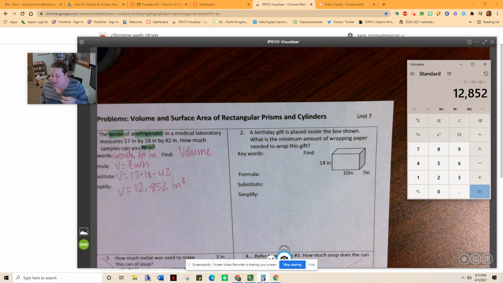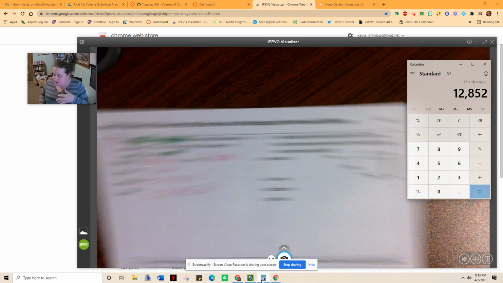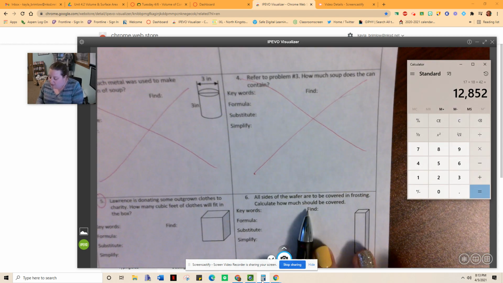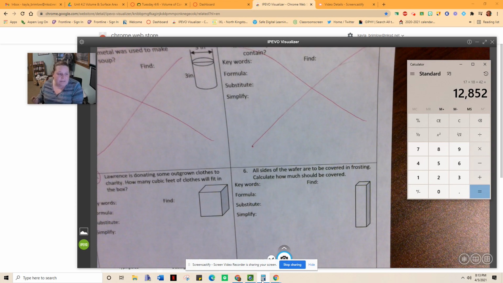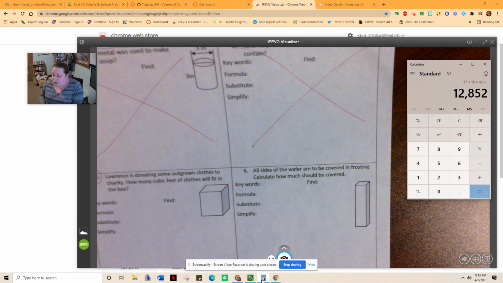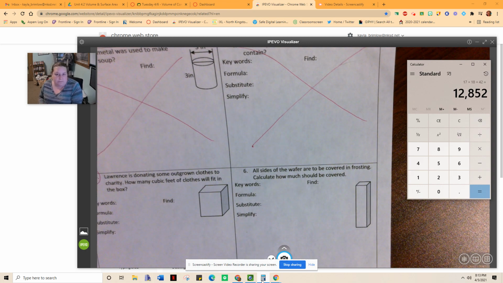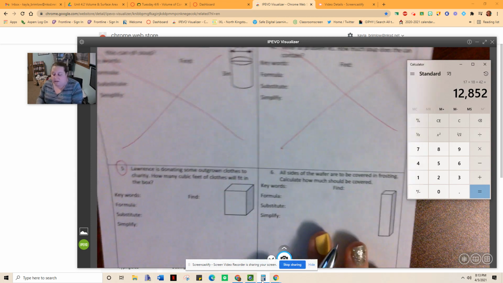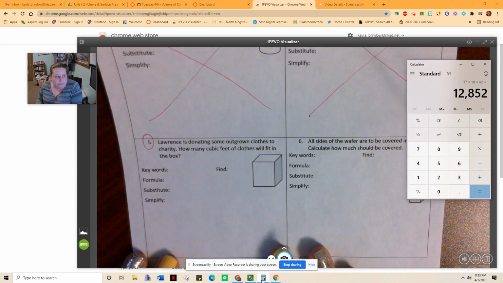So when we're talking about surface area of a prism, we're looking for terms that would mean outside. Another example is number 6, where it says frosting. Now, frosting can go inside of a cake, but it says covered in frosting. So those are just some key words to be mindful of to know the difference of when you're looking for volume and surface area. And we'll be coming back to these once we go over this.